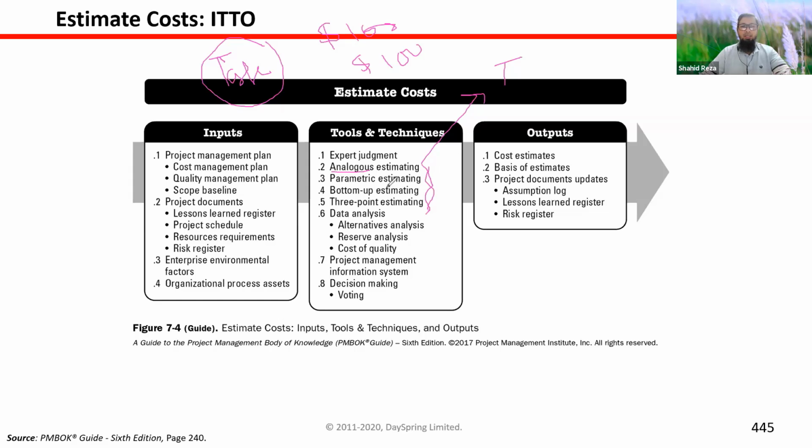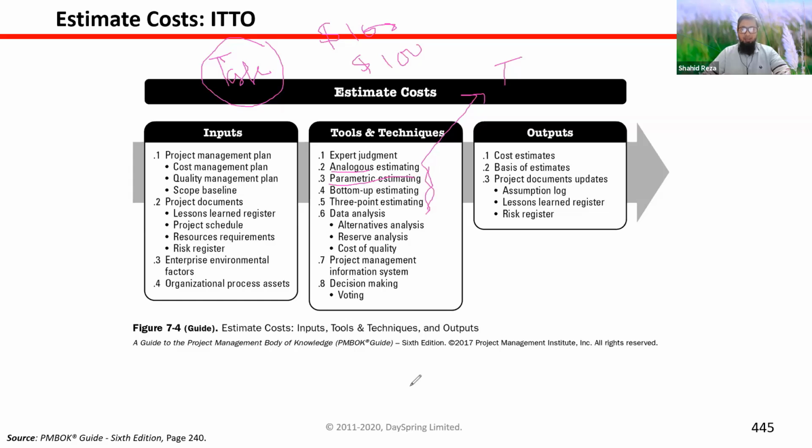So in the schedule chapter, we estimated duration for the task. In the cost chapter, what we are doing is estimating the cost of the task. And the second tool is parametric estimating.